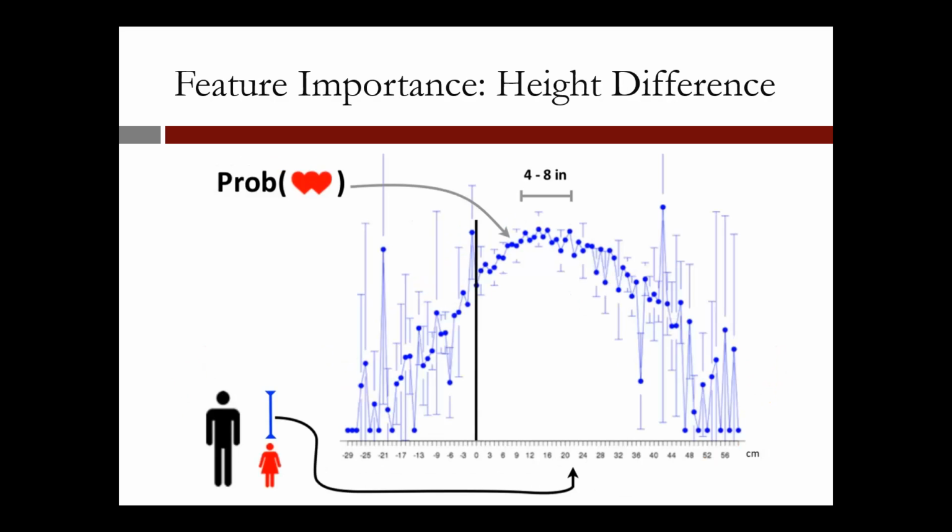Finally, if the difference in height is too high or too low, the probability of the match also drops. It seems that the sweet spot is a difference in height between 4 and 8 inches.